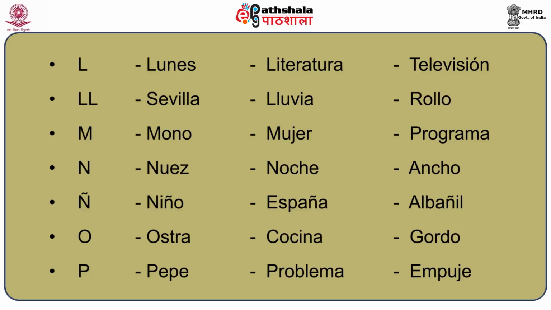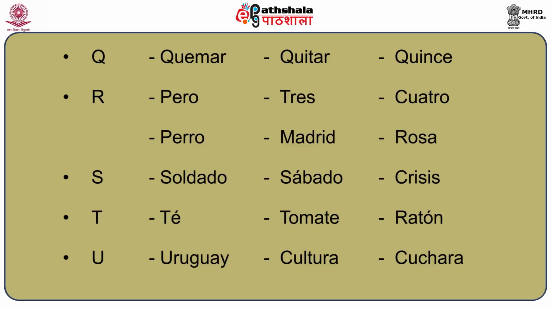Then comes P, P as in Pepe, problema, empuje. Then Q as in quemar, quitar, and quince. R as in pero. R in Spanish is R, as in pero, tres, cuatro, perro, Madrid, rosa. S is Ese, as in soldado, sábado, crisis. T is Te, soft. The pronunciation will be soft in Spanish, unlike in English, which is quite strong.